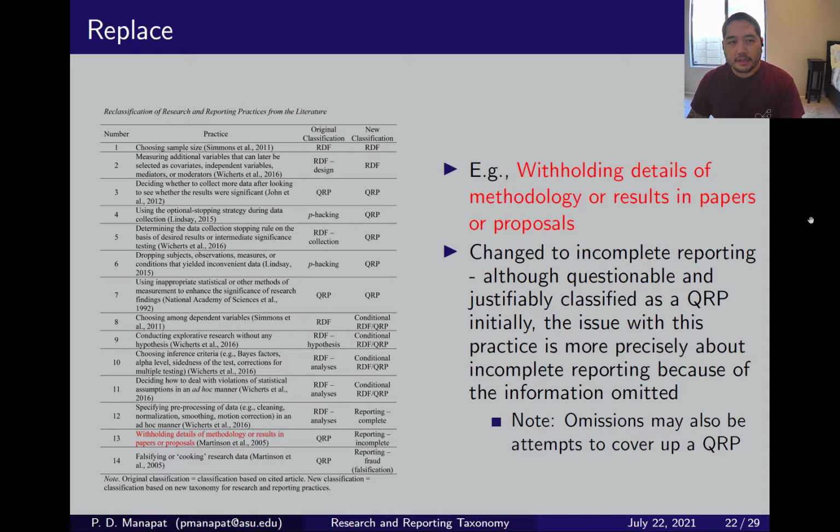In this case, we would replace the original classification. So this example is withholding details of methodology or results in papers or proposals. We change this to incomplete reporting. Although this practice is questionable and justifiably classified as a QRP initially, the issue with this practice is more precisely about incomplete reporting because the information is omitted. And a note here that omissions may also be attempts to cover up a QRP.